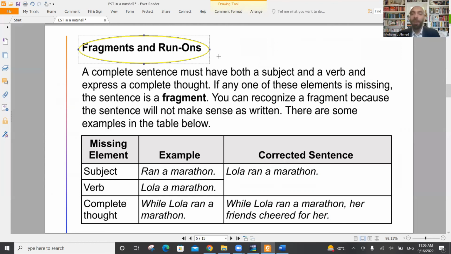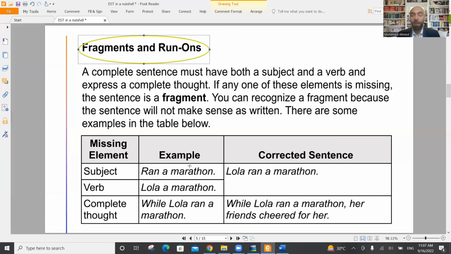If any one of these elements is missing, the sentence is a fragment. You can recognize a fragment because the sentence will not make sense as written. There are some examples in the table below. Look at the table. Look at this example. Ran a marathon. Who ran a marathon? I don't have a subject. So it is not a sentence. It's a fragment. The other one: Lola a marathon. So also here, you don't have a verb. You have the subject and you don't have the verb.